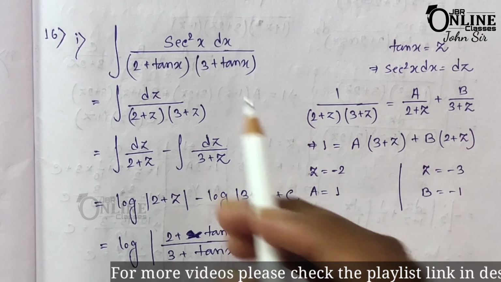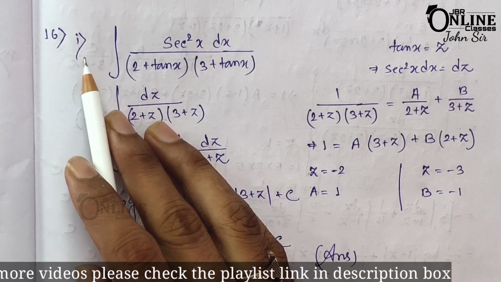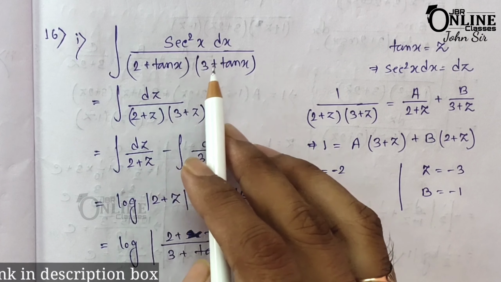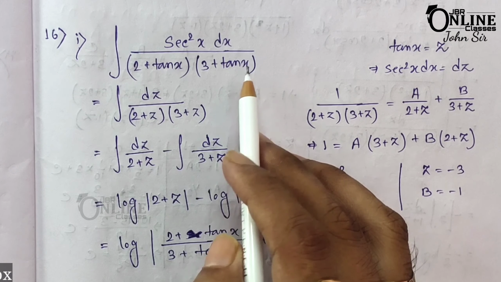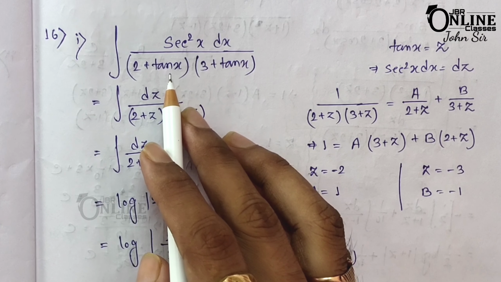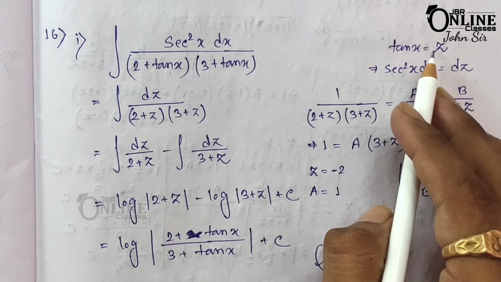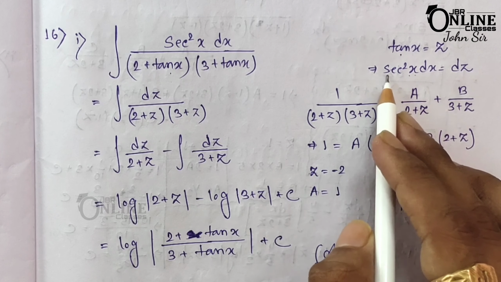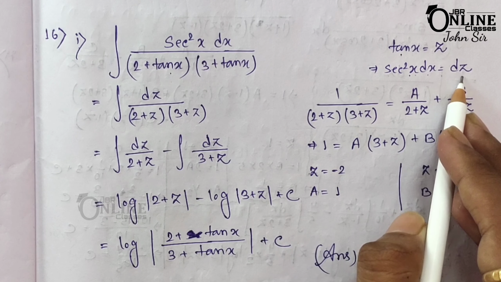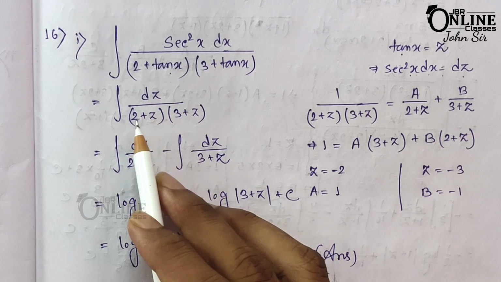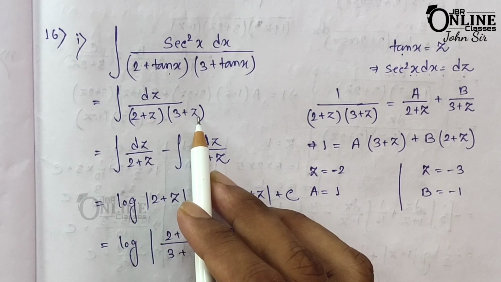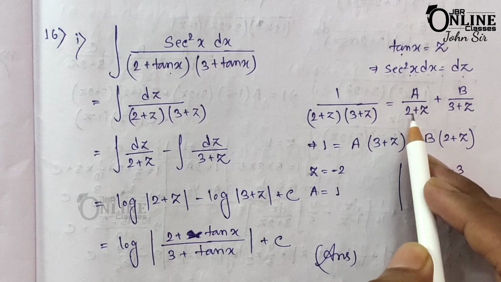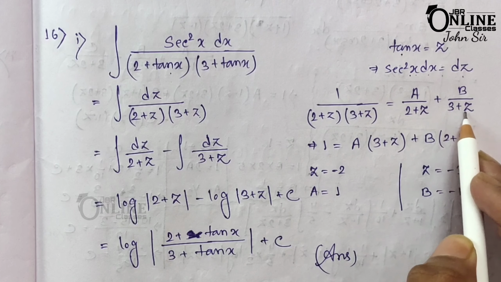So here in sum number 16.1, integration of sec square x dx by (2 plus tan x)(3 plus tan x). Here you can substitute tan x as z, so that sec square x, the derivative of tan x, so sec square x dx equals dz. So now dz by (2 plus z)(3 plus z). Let this equal a by 2 plus z plus b by 3 plus z.